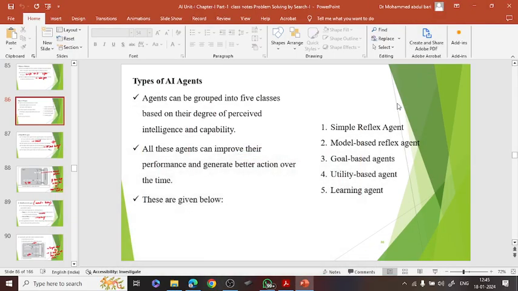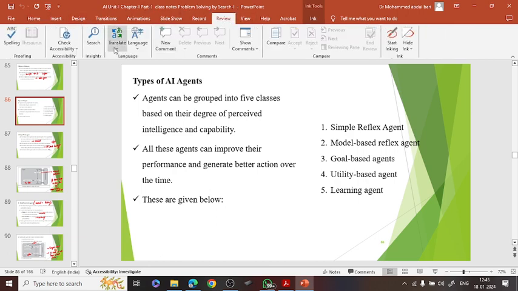Hello there. Today in this class, we are going to see types of AI agents. Agents can be grouped into 5 classes based on the degree of perceived intelligence and capabilities. All these agents can improve their performance and generate better actions over time. They are given below. Let me go through it.